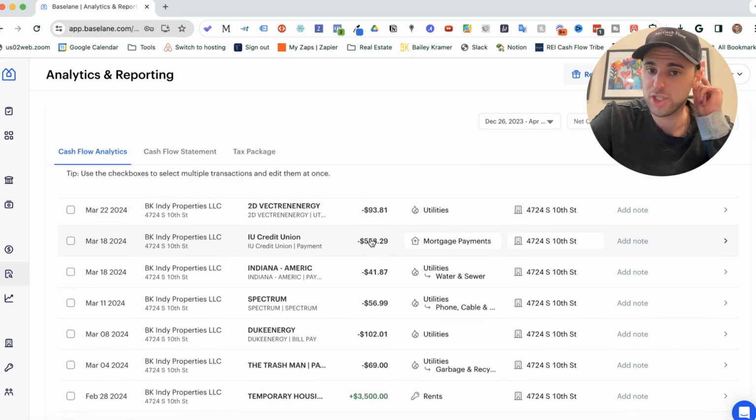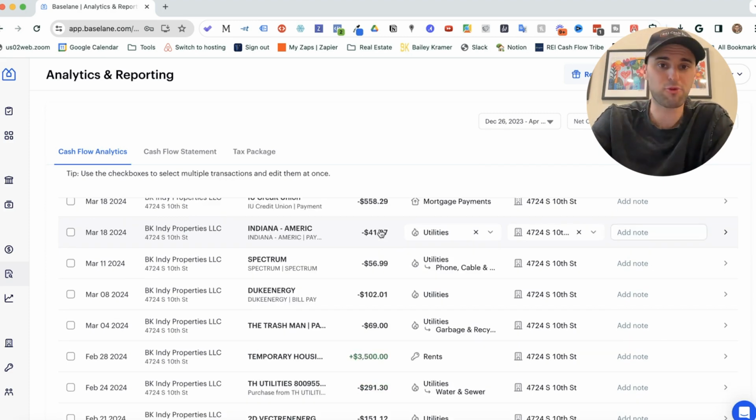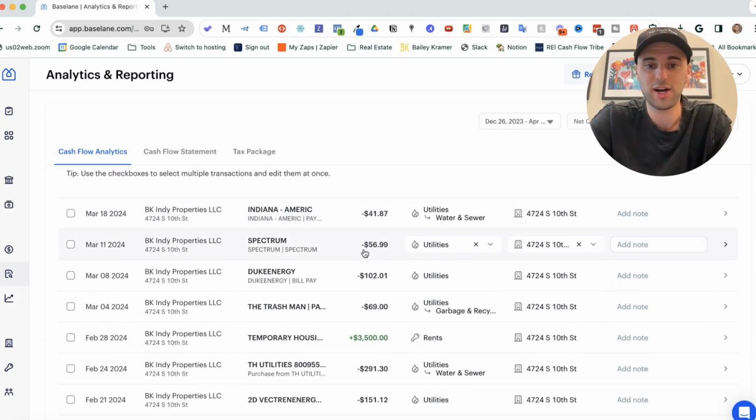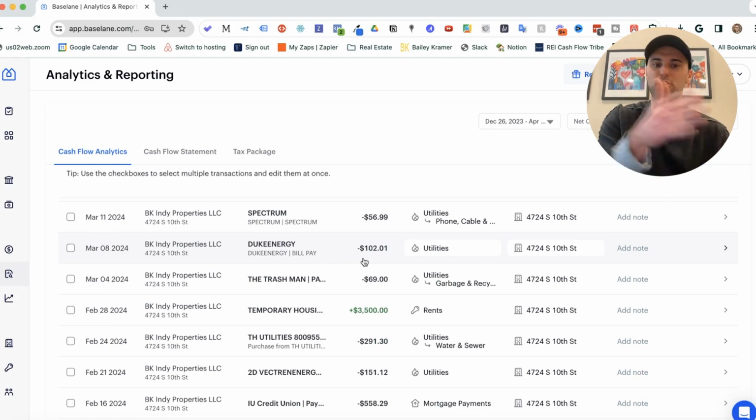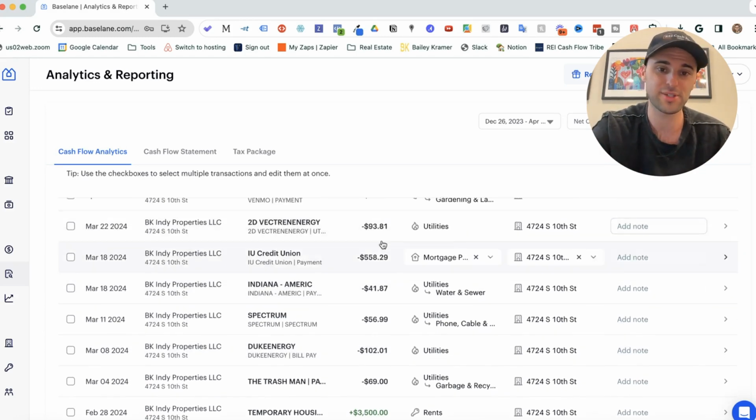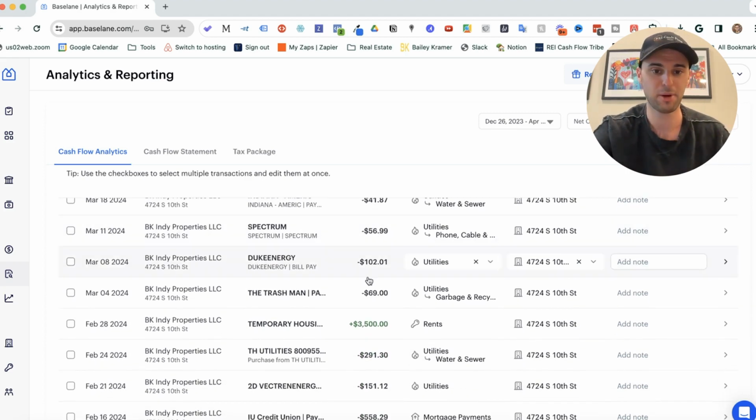$558 for my mortgage. So super cheap mortgage on this property. Water bill, that averaged about $40 per month. That's been pretty consistent. Spectrum, this is my Wi-Fi. So that's been $56 per month. Duke Energy, this is again, either electric or gas. I showed you this bill up here. That was $93. I can't remember which one's gas and which one's electric. Just being honest with you guys, about $100 per month.